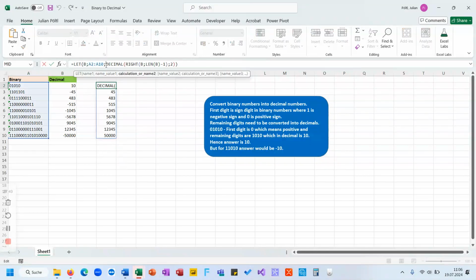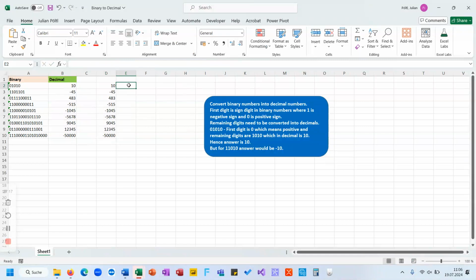And now we do IF LEFT from B is 0, then it's positive. So if it's 1, this would be true, and then we have minus 1, otherwise we have 1 multiplied. What's the problem here? I need a minus. Yeah. So you see, it's the same.